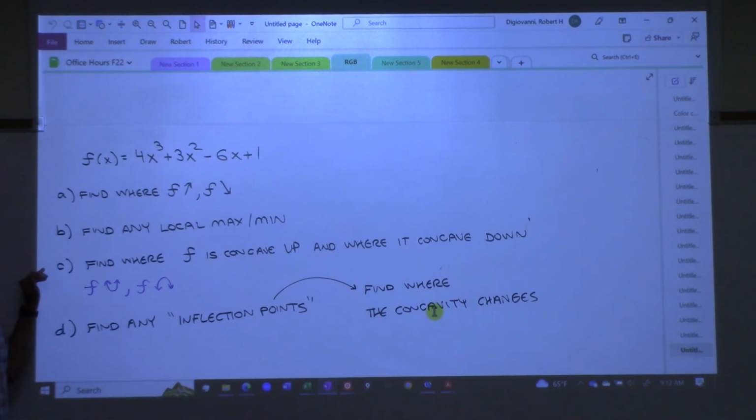For concavity, we do the exact same thing, but with the second derivative instead of the first derivative, all right? So there's no real new technique here other than we're working with the second derivative as opposed to the first, all right? Y'all ready to get going on this?